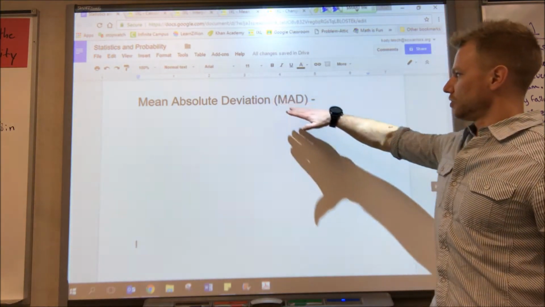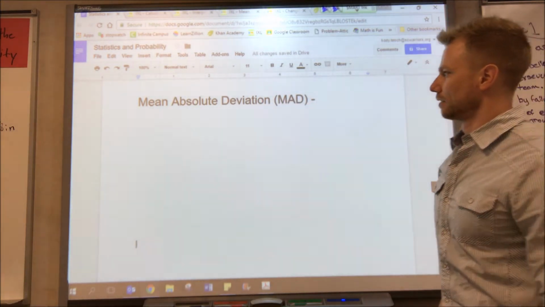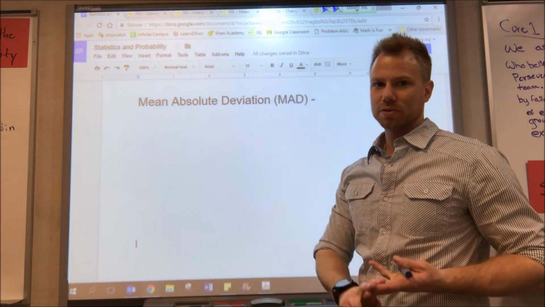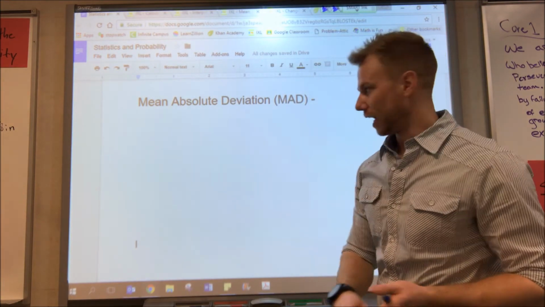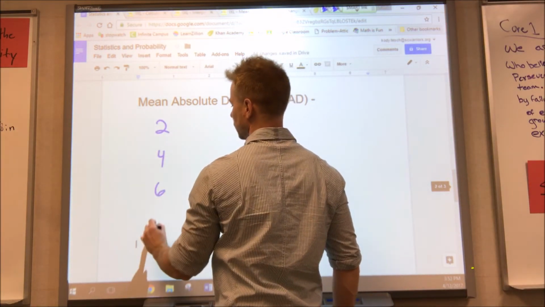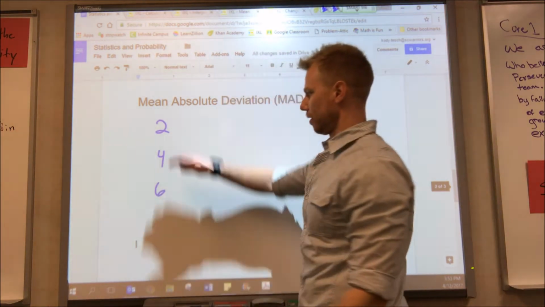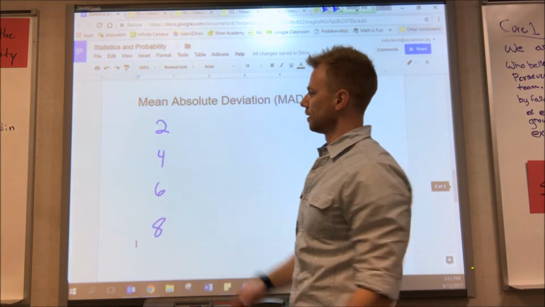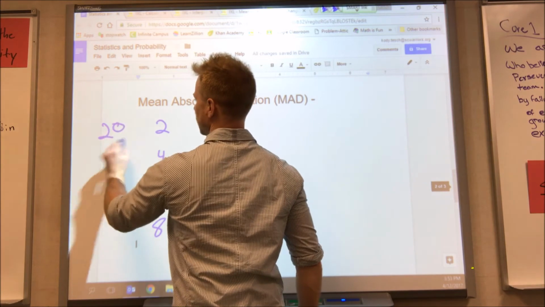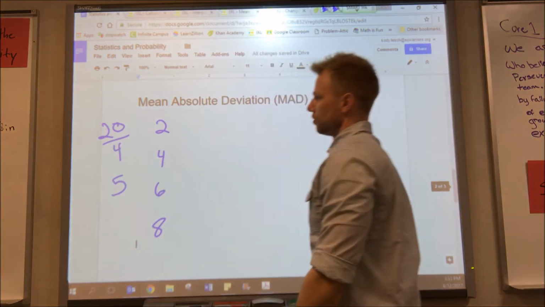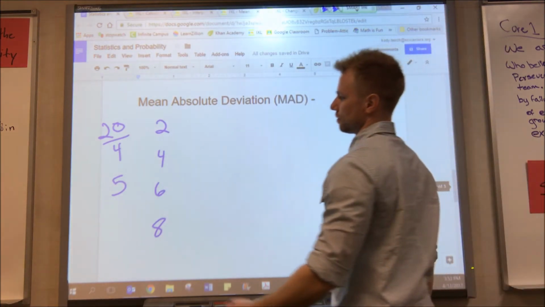Mean absolute deviation, also called MAD, is where you take the average, subtract it, take the absolute value, and then find the average of that. Say we have 2, 4, 6, 8. So we have 4 numbers. We'll add those together. We get 20. 20 divided by 4 is 5. So our average is 5.